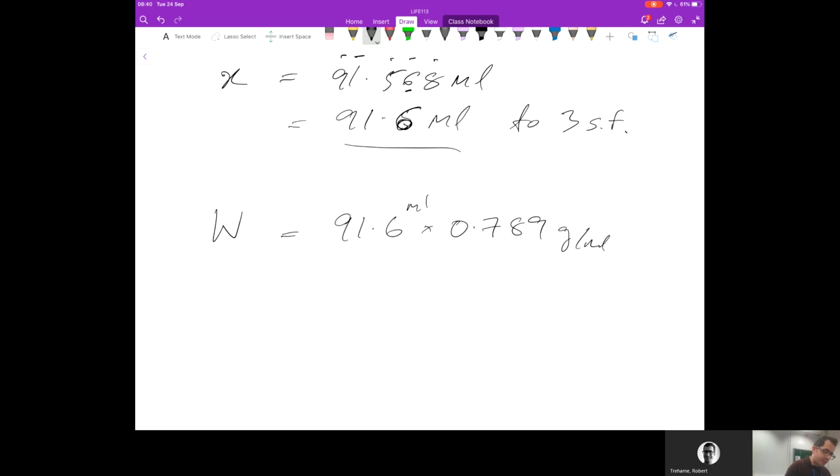Now, you shouldn't really put your units into the expression, but if you look at the dimensions here, you've got a milliliter here, and a milliliter here, but it's divided by. So actually, your milliliter units cancel. You are left with something in grams. I have forgotten to work this out, so I'm going to let you work that out yourself. Remember to give the answer in grams, and remember to give it to 3 sig figs.